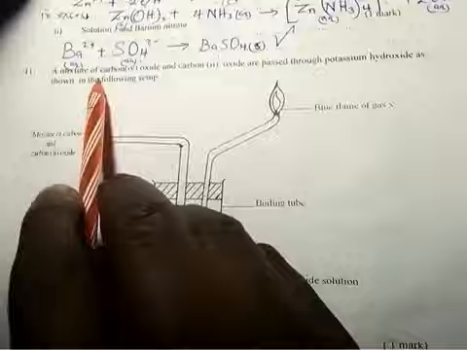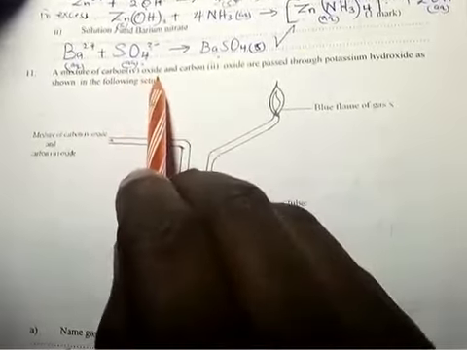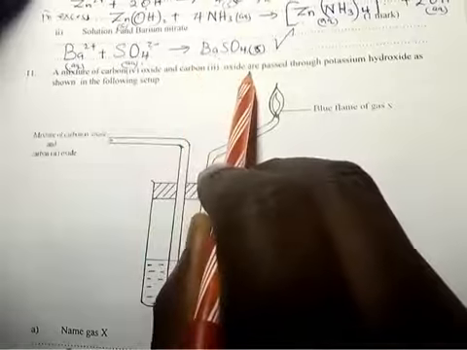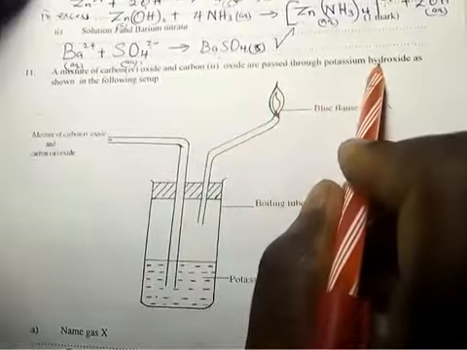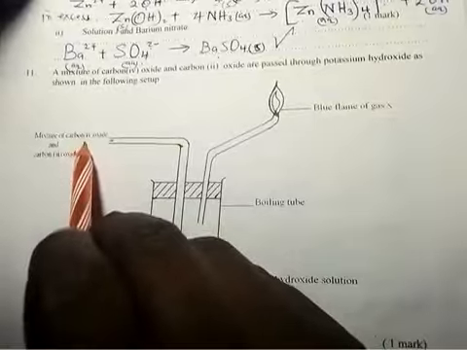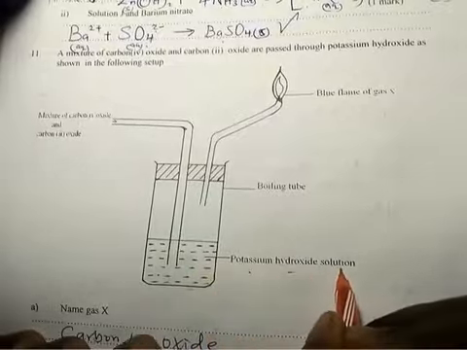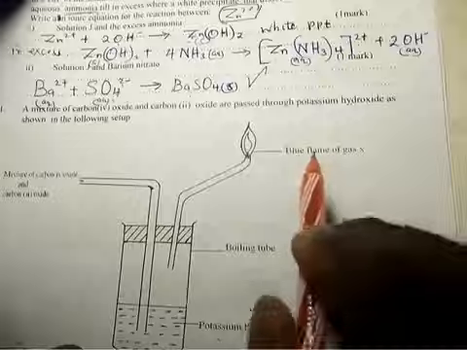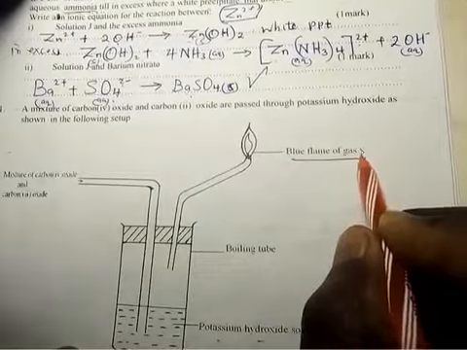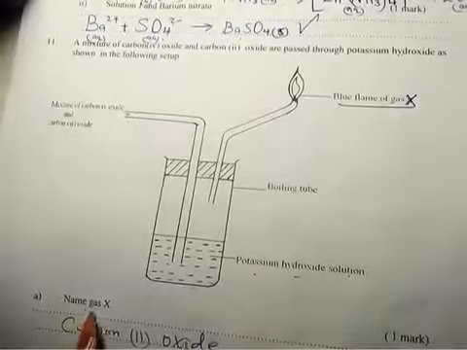A mixture of carbon 2 oxide and carbon 4 oxide is passed through potassium hydroxide as shown. So this is a mixture of carbon 4 oxide and carbon 2 oxide passed through potassium hydroxide solution. There is a blue flame here which is burning with gas X. So the question is, name gas X.